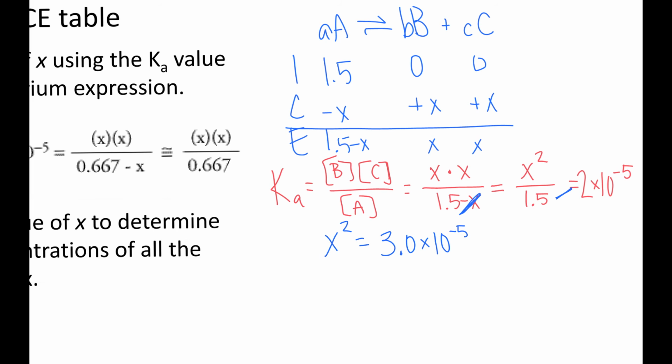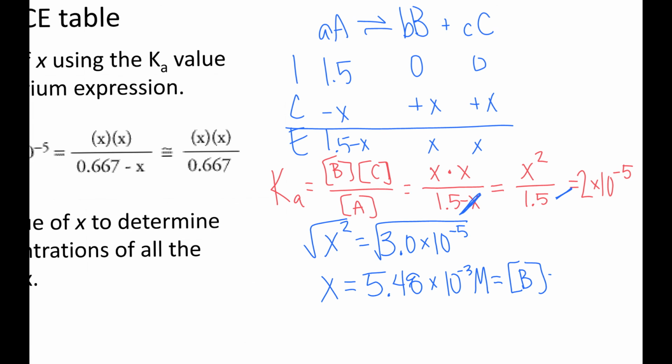Okay, once I have solved for x squared, then I need to square root it to get just x by itself. So I am going to square root both sides so I get x equals. I hope y'all have a calculator because you should be doing this while I'm doing it. And I get 5.48 times 10 to the negative 3. Remember, everything that's in brackets is in concentration of molarity.